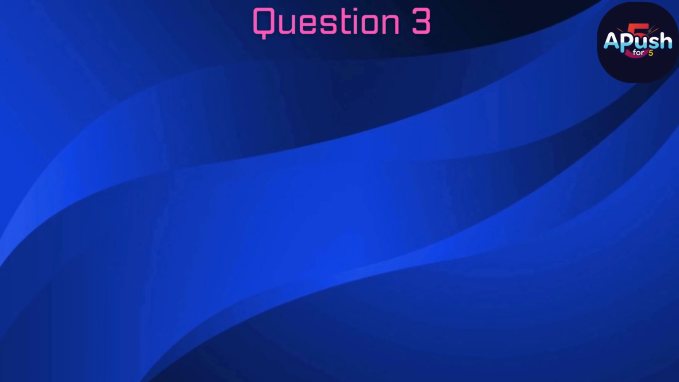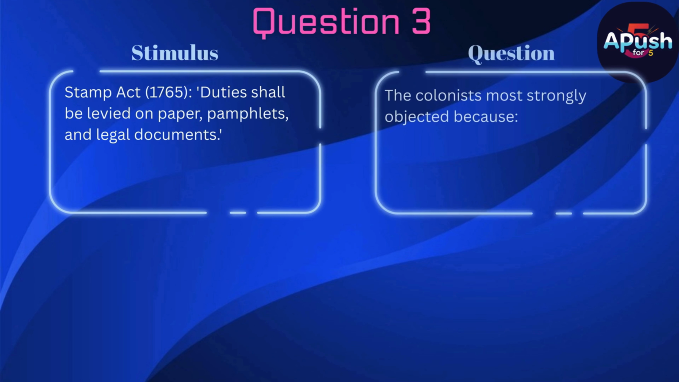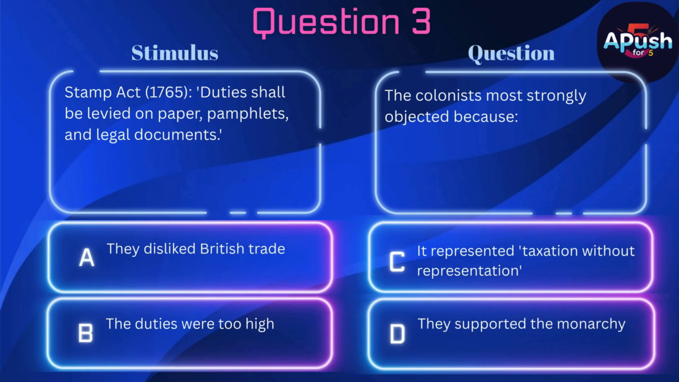Question 3. Stimulus. Stamp Act, 1765. Duties shall be levied on paper, pamphlets, and legal documents. Question. The colonists most strongly objected because A. They disliked British trade. B. The duties were too high. C. It represented taxation without representation. D. They supported the monarchy.